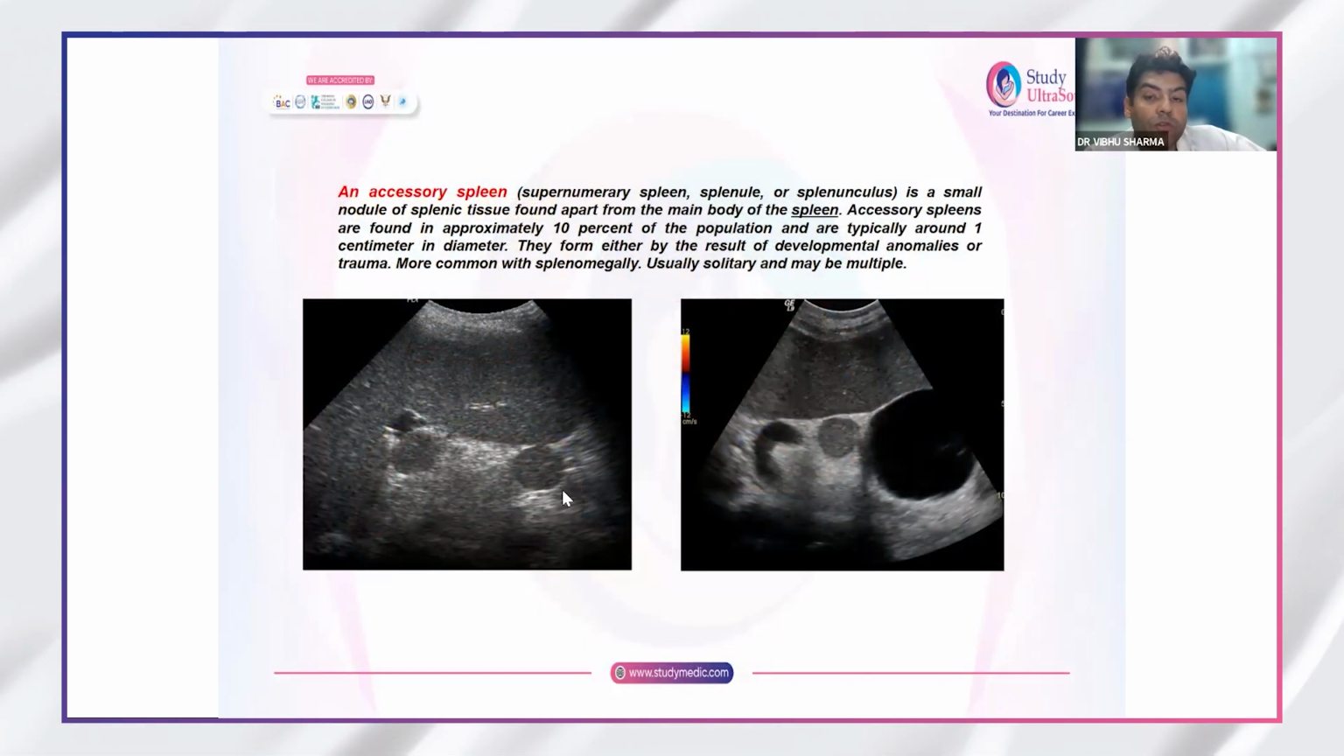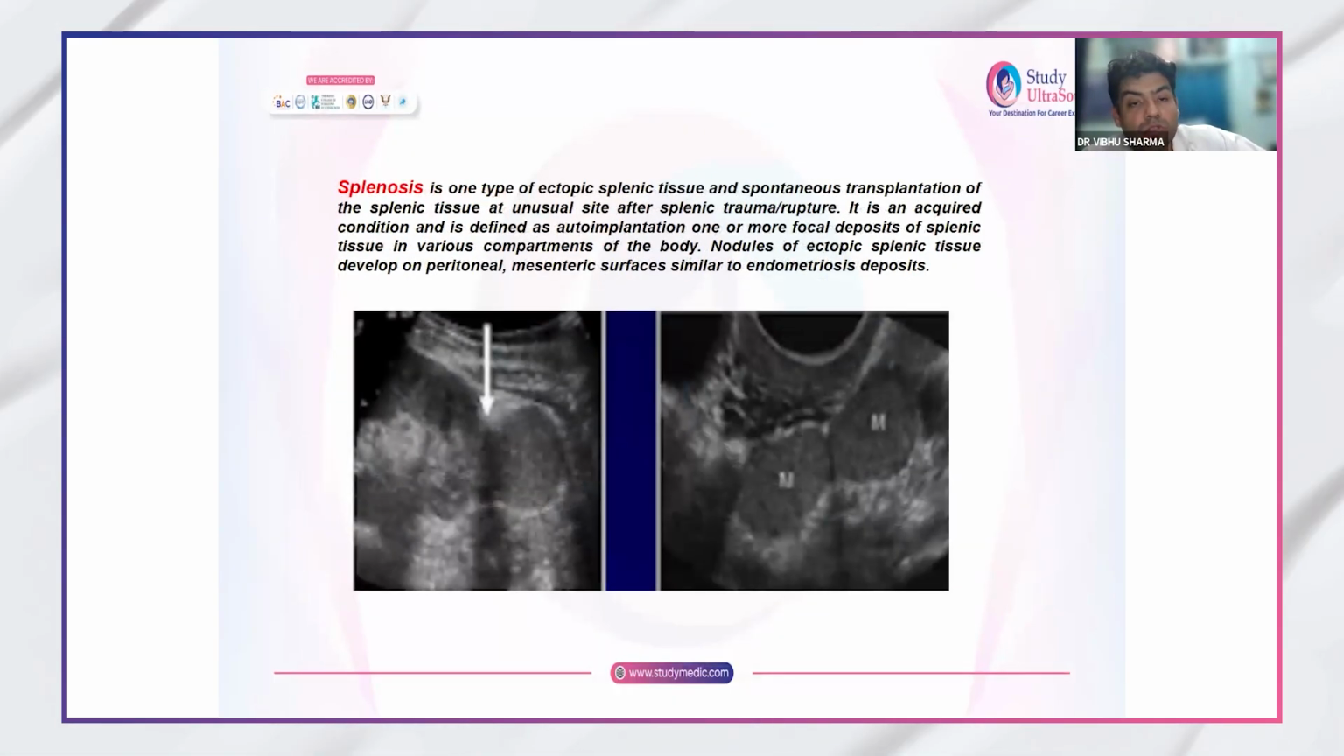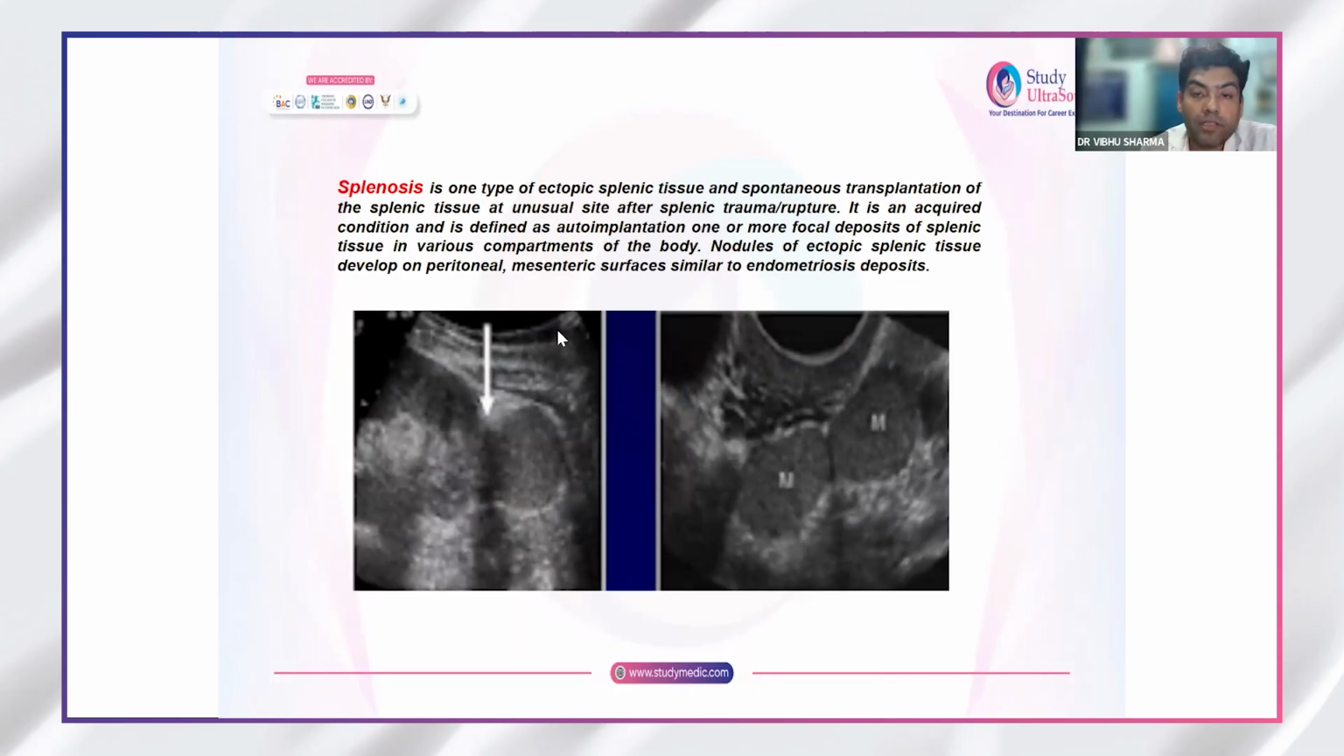Accessory spleen or splenules, which we just saw, are typically around 1 centimeter in diameter, and these are mostly developmental anomalies or trauma. Splenosis is when the splenic tissue is ectopic in position, with spontaneous transplantation of splenic tissue in unusual sites. This is after splenic trauma or rupture. It is an acquired condition defined as autoimplantation or focal deposit of splenic tissue in various compartments of the body.